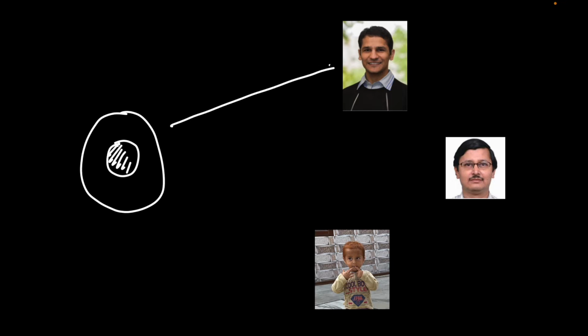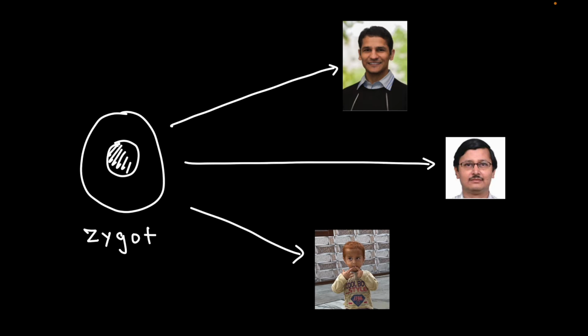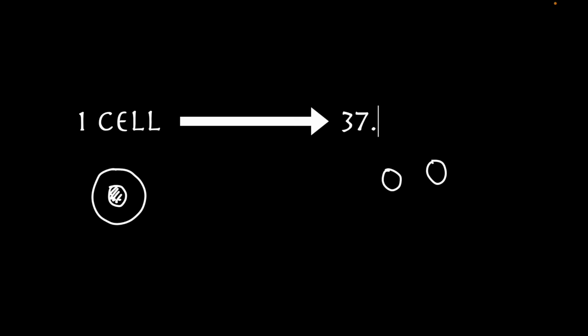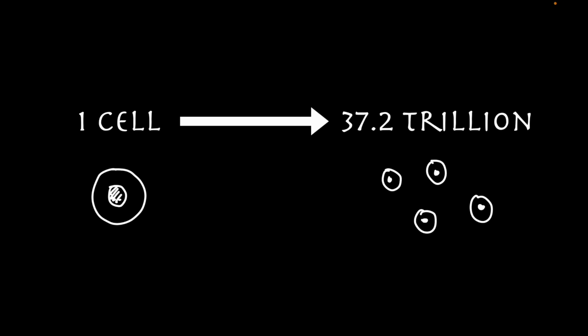So whether you are Dr. Jogendra Singh, Dr. Anand Bachawat, or this sweet little guy, all of us start our life from a single cell body called a zygote. But now here is a question: how does this one cell turn out to be what scientists believe to be a heap of 37.2 trillion cells?